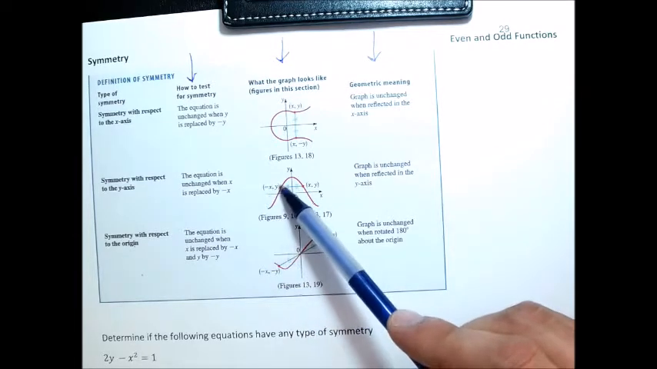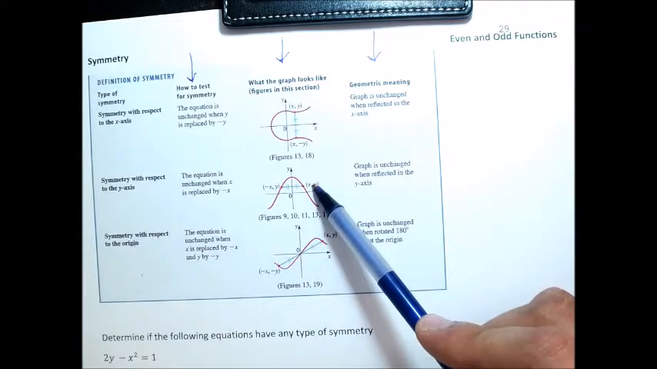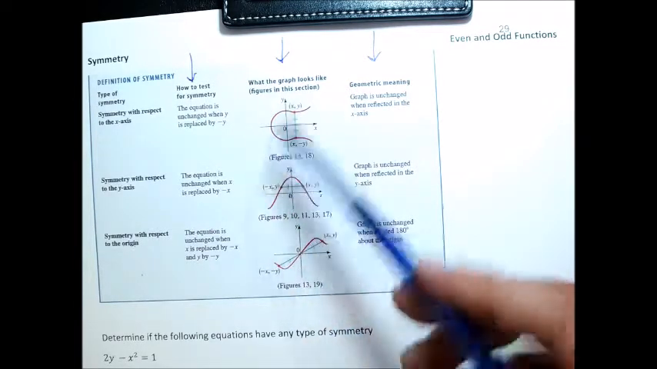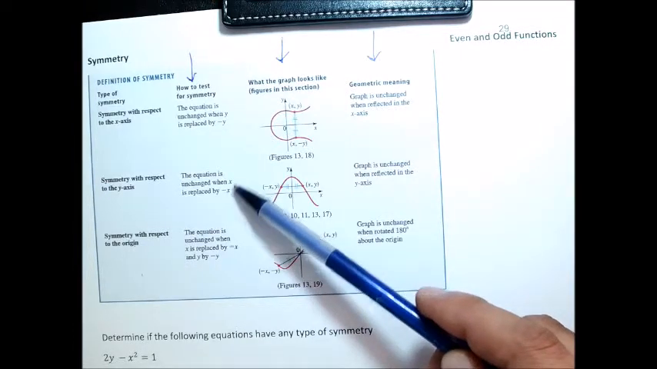The y values in this graph are the same at those 2 points being shown, but they have opposite x values. And so the way we test for this type of symmetry is we replace x by negative x in the equation, and if the equation stays the same, it's symmetric with respect to the y-axis.